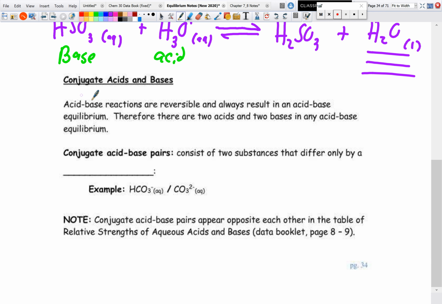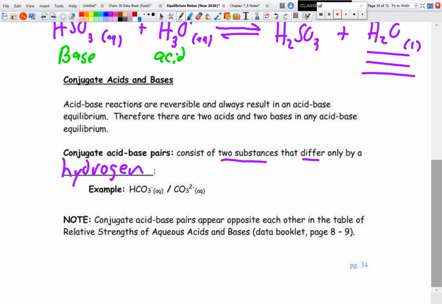So we just looked at trying to classify things as either acting as an acid or a base in the reaction. Now we're going to do the same thing. We're going to look at how something acts as either a conjugate acid or a conjugate base, or defining the conjugate acid and base pairs. What that means is the conjugate acid and base pair consists of two substances that differ only by a hydrogen. For example, HCO3- and CO3 2-. These differ in only a hydrogen.